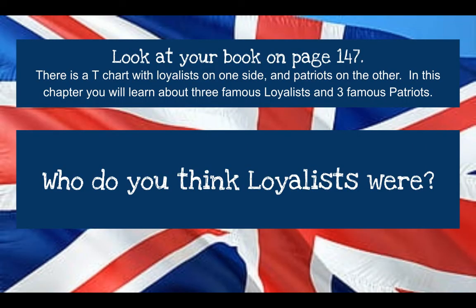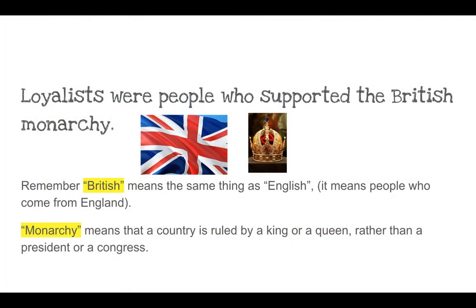So now I want you to look at your book on page 147. There's a T-chart with loyalists on one side and patriots on the other. In this chapter, you'll learn about 3 famous loyalists and 3 famous patriots. Who do you think the loyalists were? Loyalists were people who supported the British monarchy. Remember, British means the same thing as English. It means people who come from England.